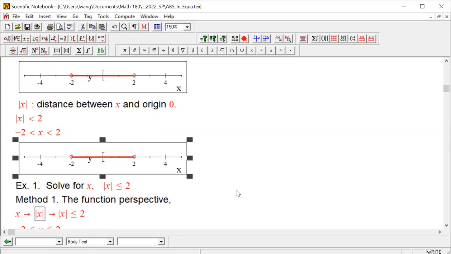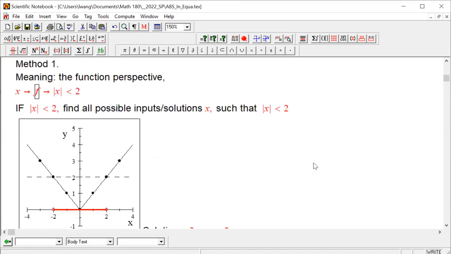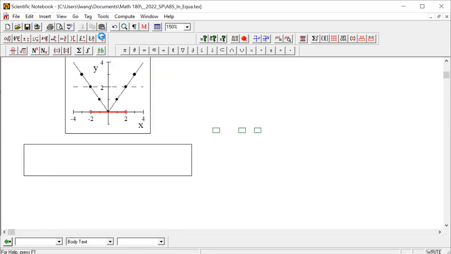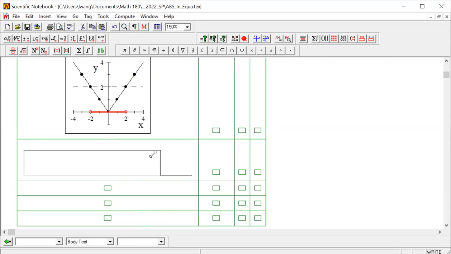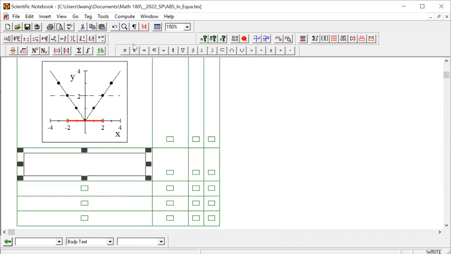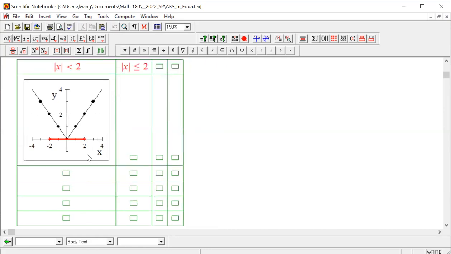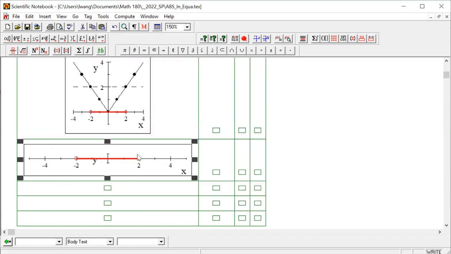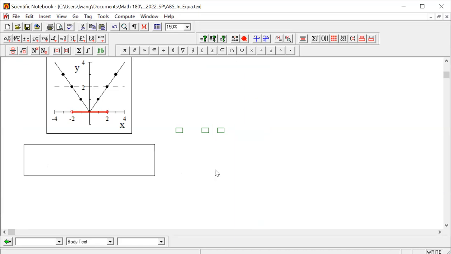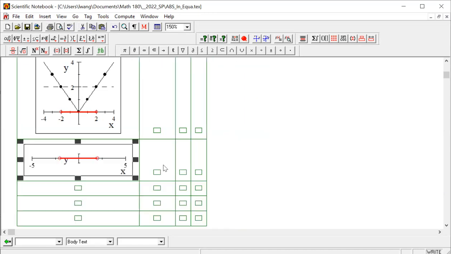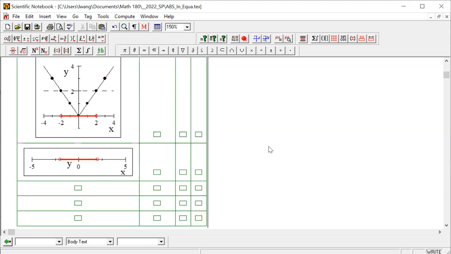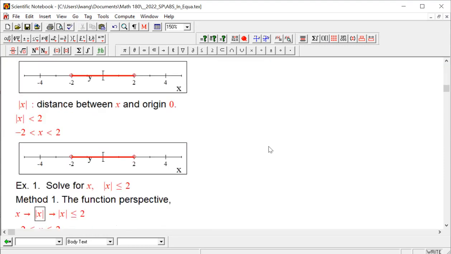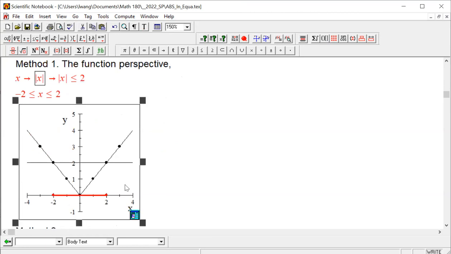So less than 2. And I'm going to put the number line here. There you go. All right. Less than or equal to 2, so we have the function perspective.